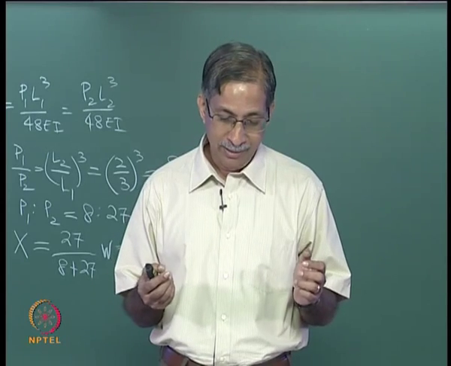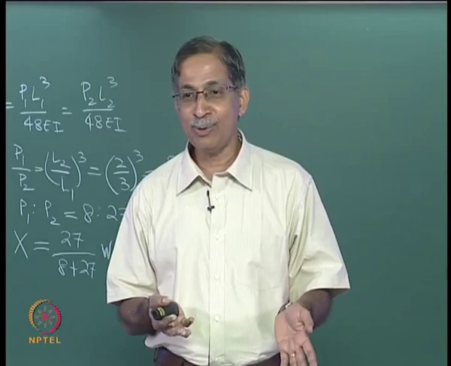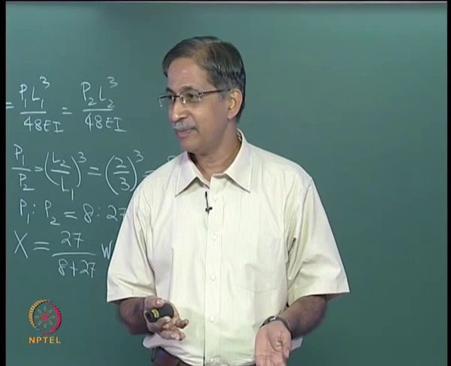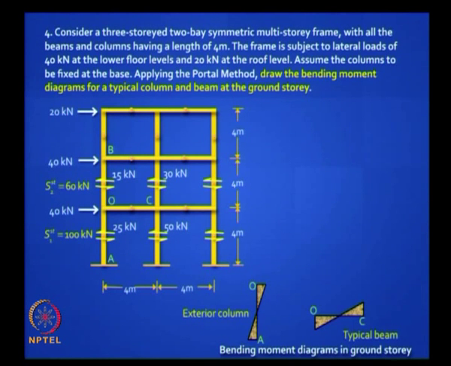Some of you did this ratio but you forgot to add up, and it should add up to 100 kilonewton at the base. So you made all kinds of crazy mistakes. This is all that you have to do. 60 kilonewton is shared in the ratio of 15:30:15, it should add up to 60. 100 kilonewton in the ground story is in the ratio 25:50:25. After this it's child's play, that is it.